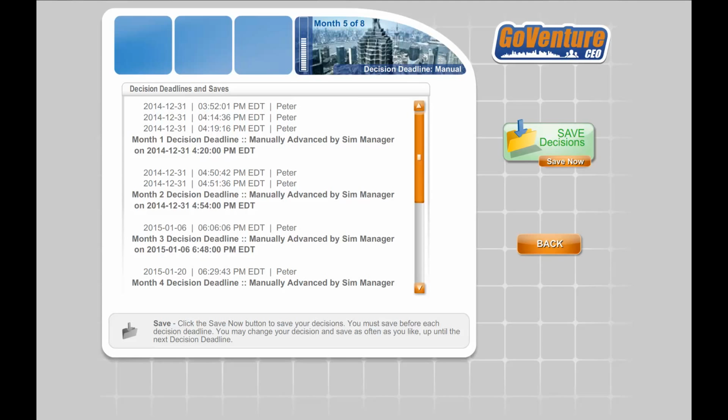You can also confirm that your save has been successful by viewing the save history and decision deadlines here. Be sure to always save your decisions before each decision deadline. You can change your decisions and save again as often as you like, up until the next decision deadline.